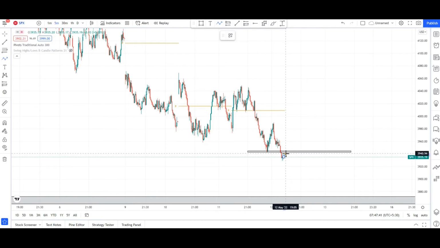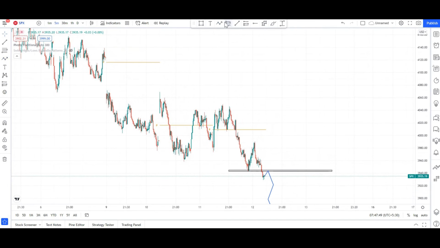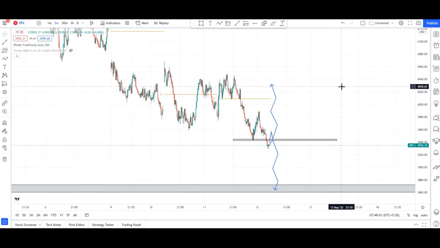If it acts as a resistance here, our first target will be here, second, this will be the third and fourth final target. Okay guys, in the upside also we can see that if it breaks and makes price action, our first target, second target, this will be the third and fourth target, guys. Okay guys, these are all some of the index analysis.